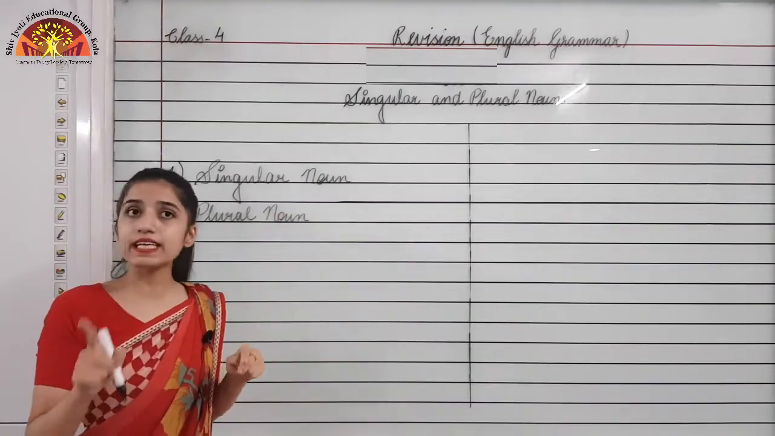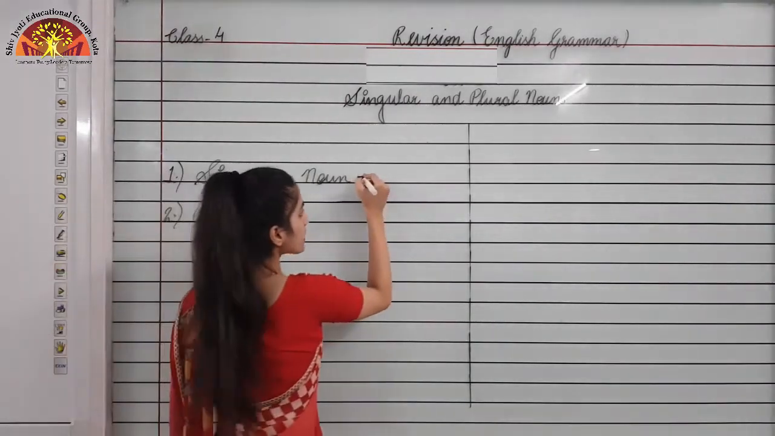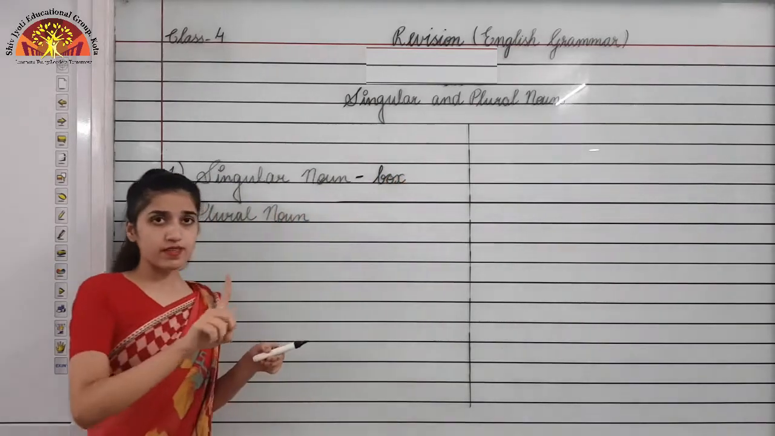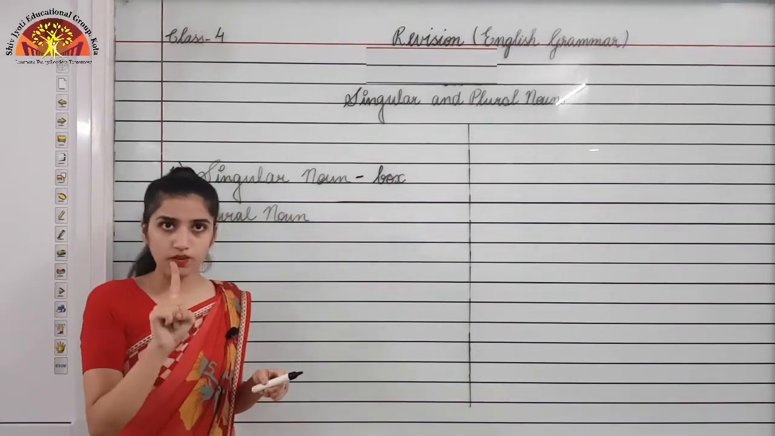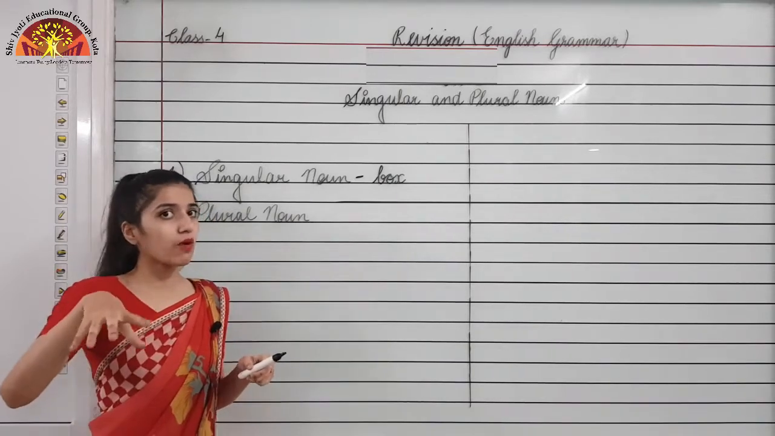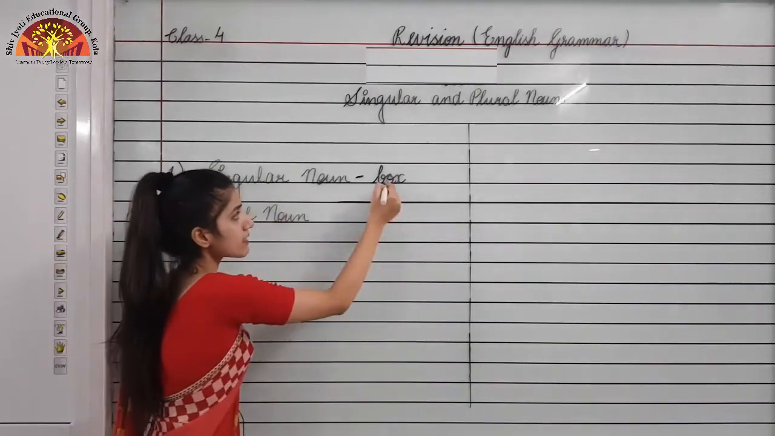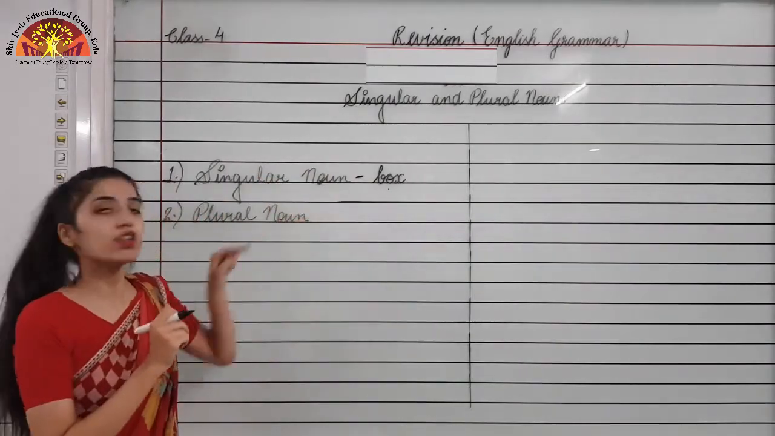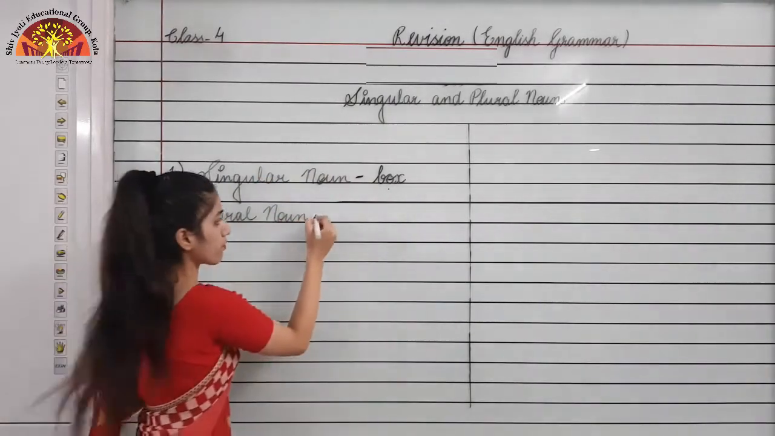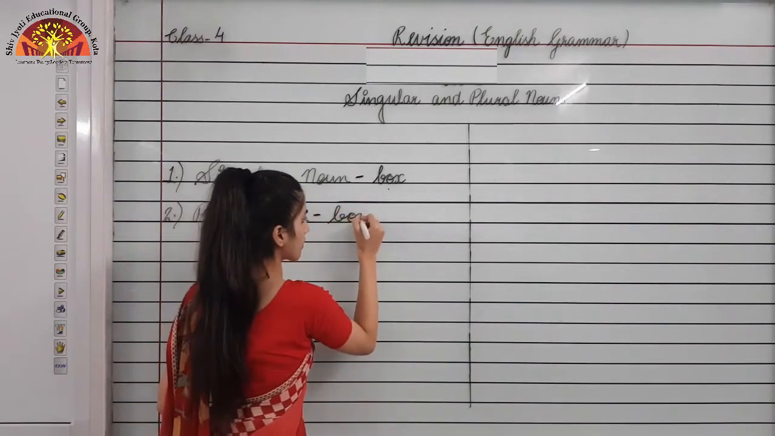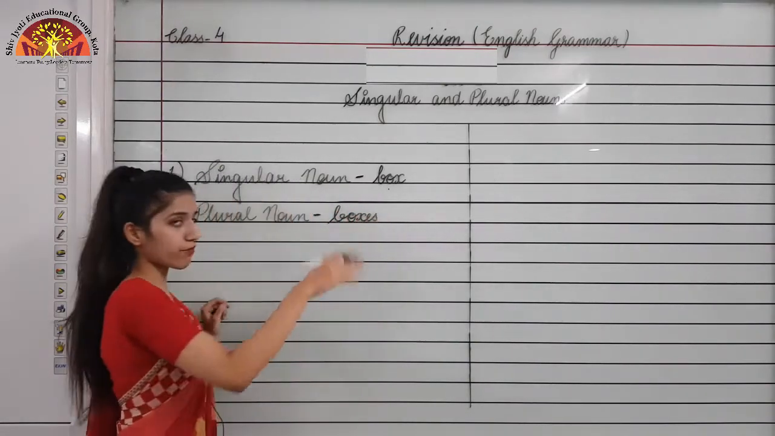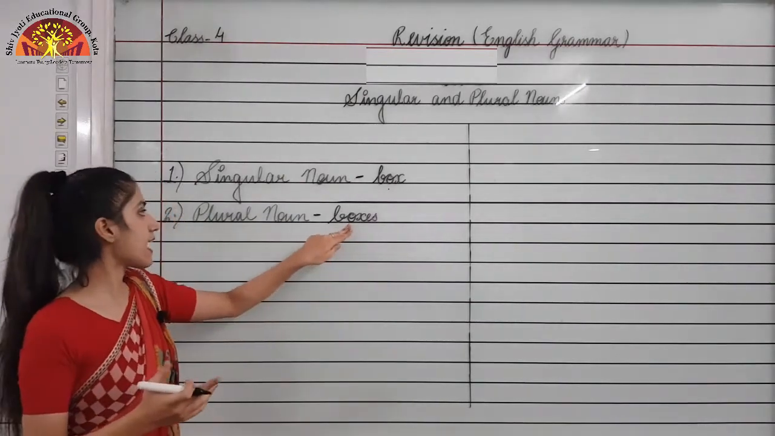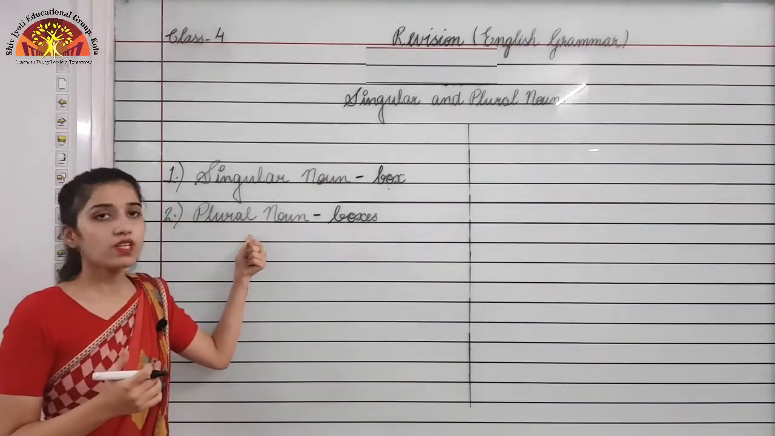I will give you examples of both, singular and plural. First we will take the example of singular noun. I am writing box over here. So box is referring to only one box, right? Only one box we are talking about over here. So this is the example of singular noun. But what would be the plural noun of box? The plural noun of box would be boxes. That means boxes refer to more than one box, right? So that is why this is an example of plural noun.